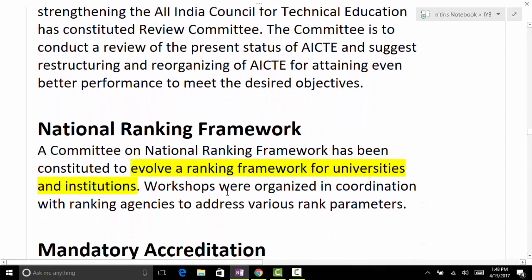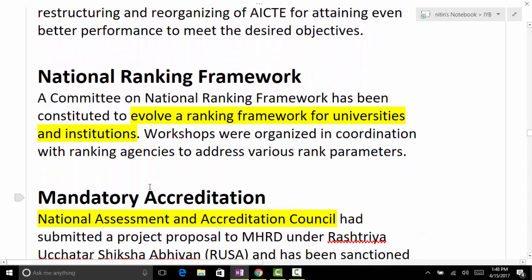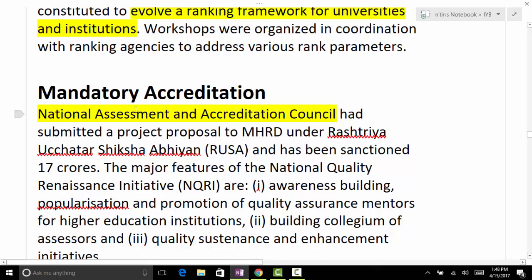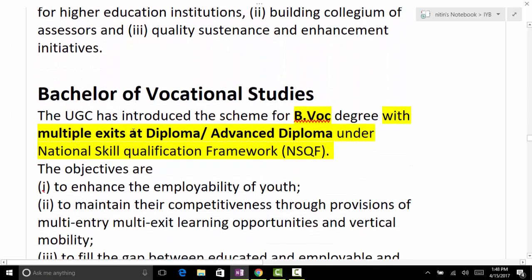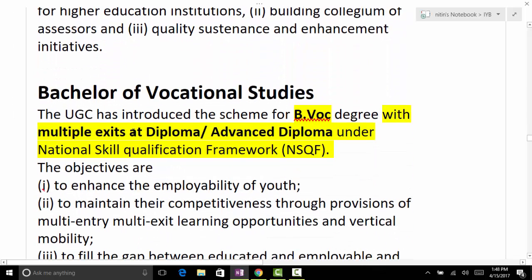Then next, national ranking framework. So framework for universities and institutions, even you see recently there had been the ranking of the various institutions, right? Mandatory accreditation. This council is there for accreditation. Come to next. Vocation study.